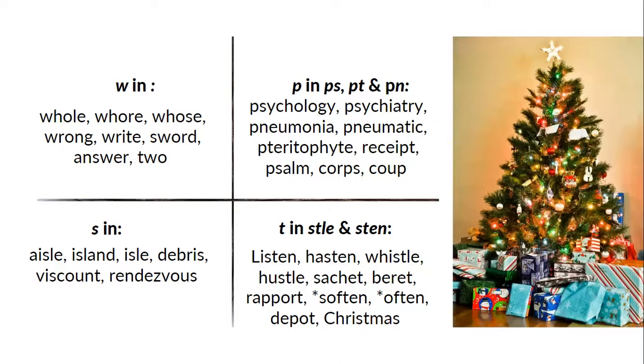Then we have S being silent in aisle, island, isle again. Now, these are two words. Aisle with the A is that passage between two rows, usually rows of seats.